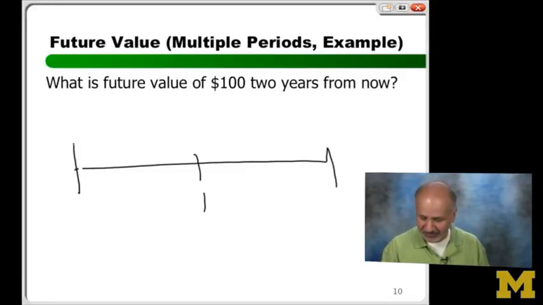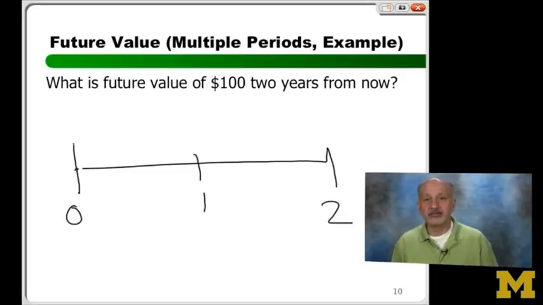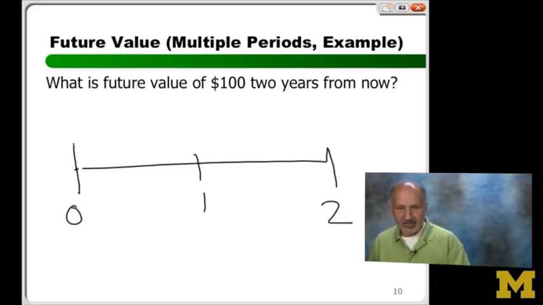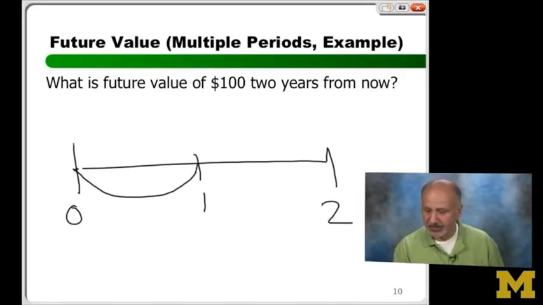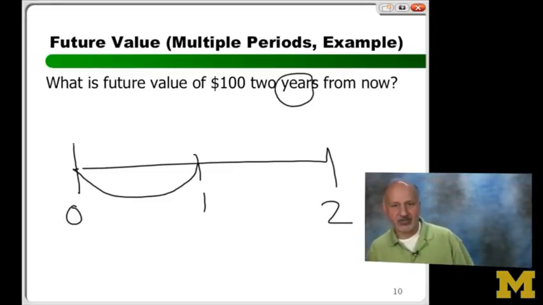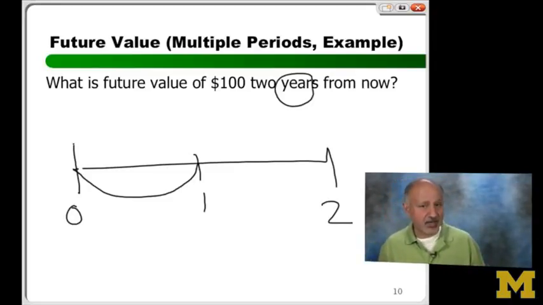So how many periods do I have? I have 0, 1, and 2. And as I said, the length of the period is a year, but that's artificially chosen. I'm just choosing it for simplicity. It can be anything. We'll see that in a second. So, okay, so 1 year, 2 years.